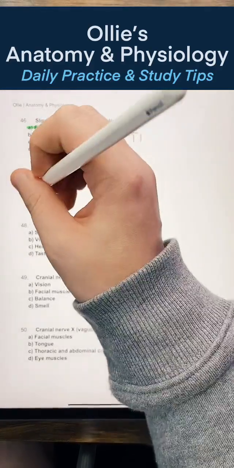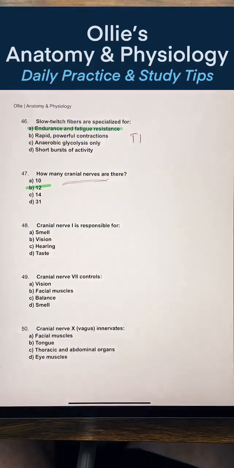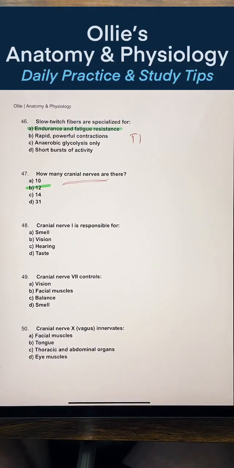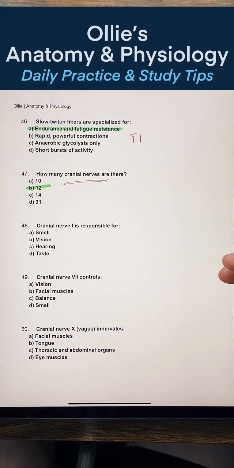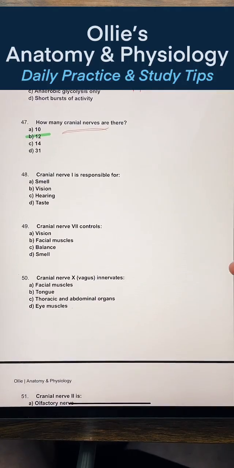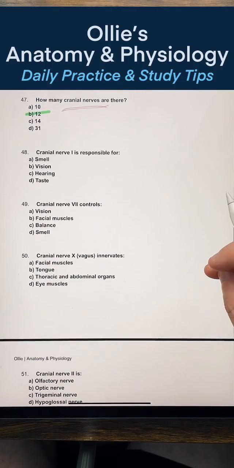Fantastic. The answer is 12, B. The cranial nerve song will help you get along. But we have 12 pairs of cranial nerves. They all have different sensory, motor, or some sort of mixed function, which we're going to go into in the following questions. Number 48, cranial nerve 1 is responsible for what mainly?